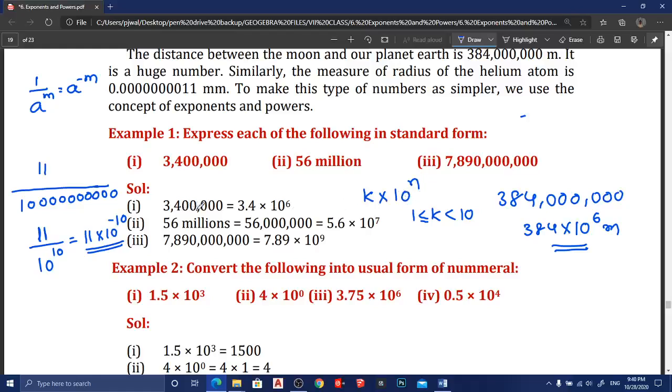That's why, after putting the point, leaving one digit from the left side, the number of digits is 6 here. So you should write that 6 as the power of 10 here. So now it is 3.4 into 10 to the power of 6. Okay, this is the standard form. Now observe here, this k value is it less than 10 or not, and greater than 1? So this is satisfying, and in 10 to the power of 6, this n is a positive number. Okay, this is also satisfying.